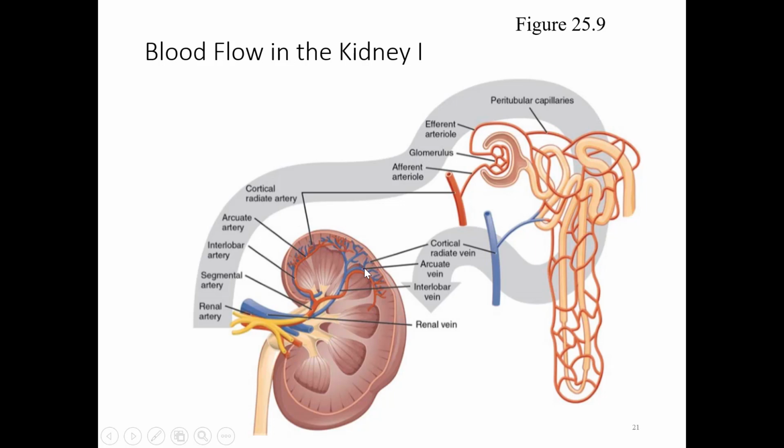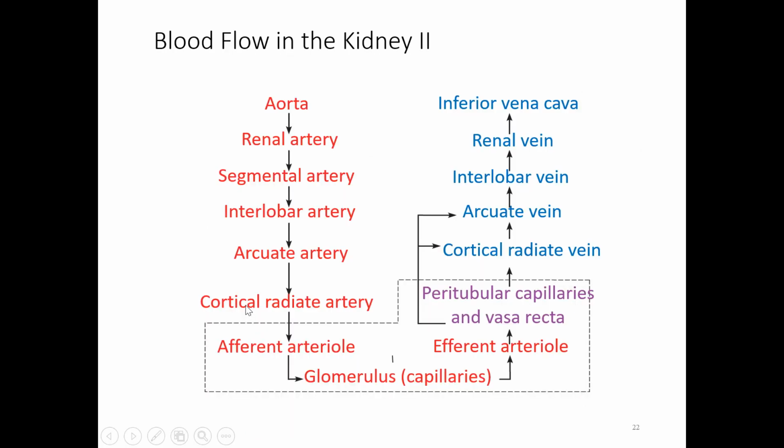And now the blood is collected back through the arcuate veins. They have the same names, then interlobar veins, and then we do not have segmental veins. Instead, it will be the renal vein. So here is a list of all blood vessels in the kidneys that you need to know in the correct order. Again, the abdominal aorta gives rise to the renal artery.